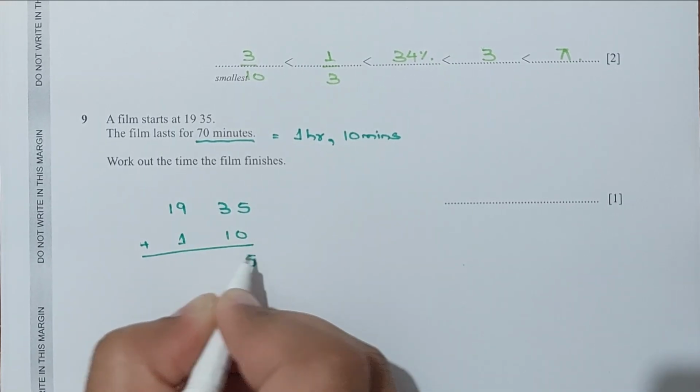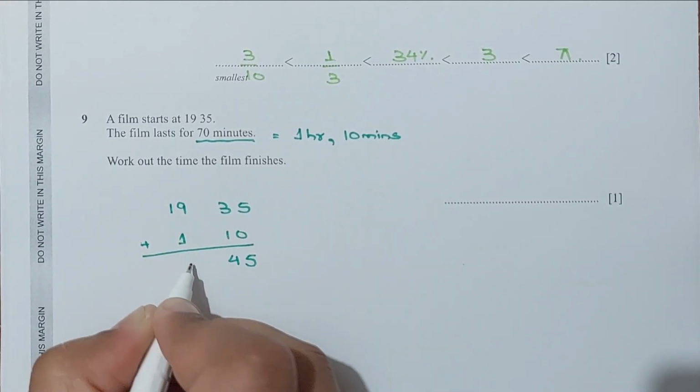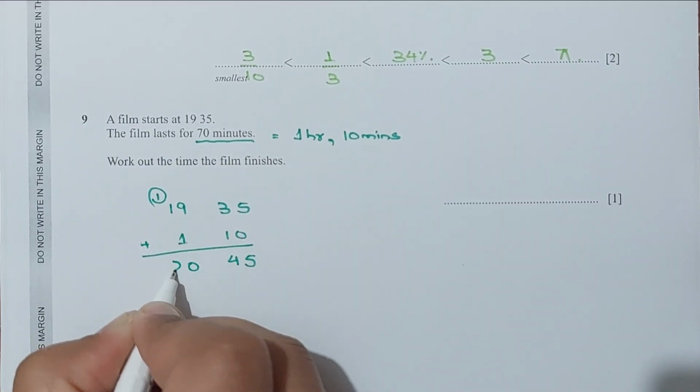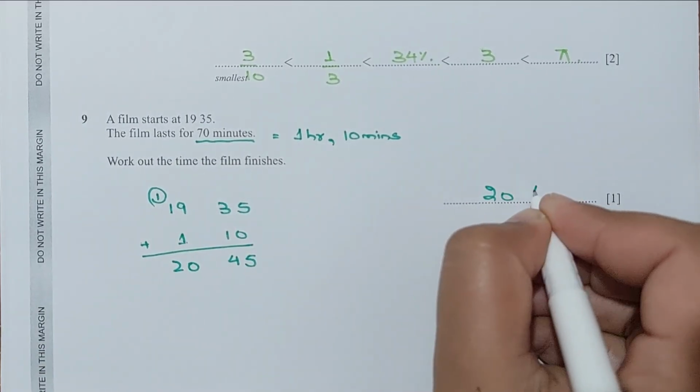5 plus 0 is 5. 3 plus 1 is 4. 9 plus 1 is 10. 1 plus 1 is 2. So it finishes at 20:45.